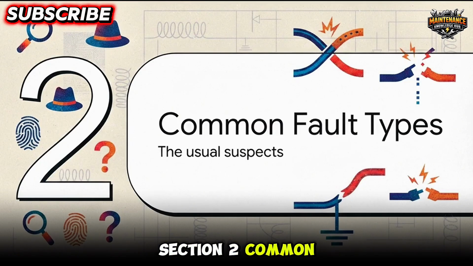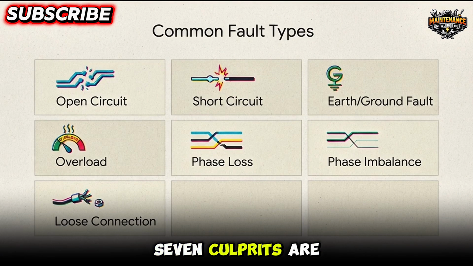Section 2. Common types of electrical faults. Every good detective needs to know their usual suspects, right? And these 7 culprits are the primary villains you're going to face. An open circuit? That might just be a broken cable or a blown fuse. Super annoying, but usually pretty straightforward. But then you've got short circuits, where the current takes a highly dangerous unintended path, like a phase-to-phase short. Those can cause catastrophic damage.